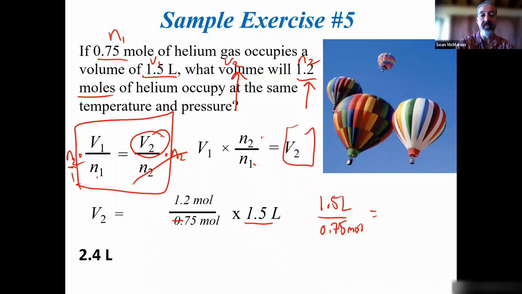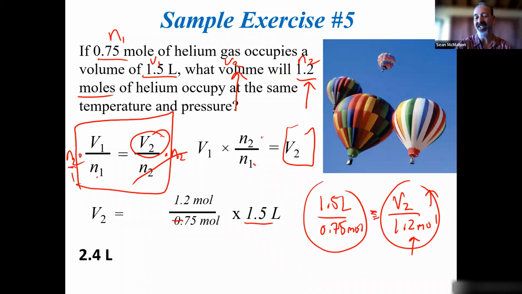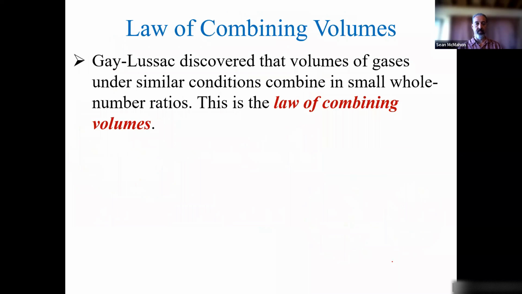And then my V2 is what I'm looking for. And this is 1.2 moles. And again, we see if moles go up, this must go up if this quotient is equal to this quotient. You can think of it as if this was 3, 1, and this is 2, this is going to have to be 6 for this quotient to equal the other, it's just a proportion. All right.